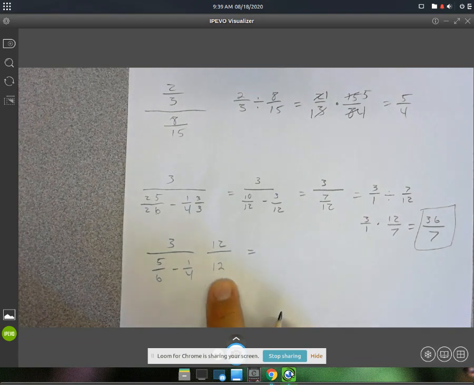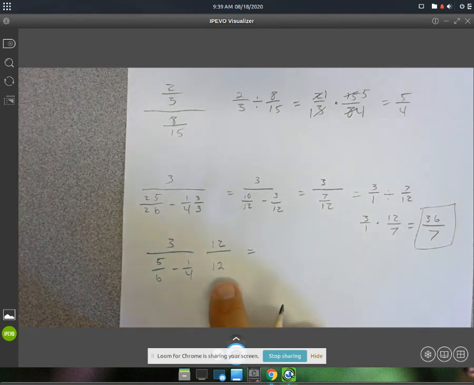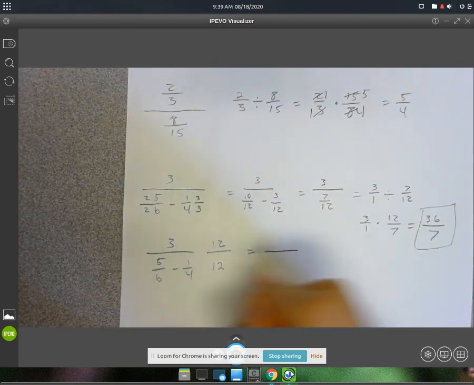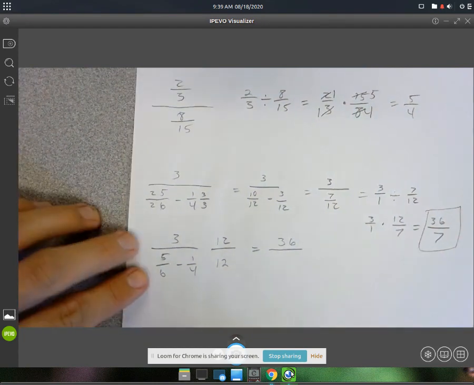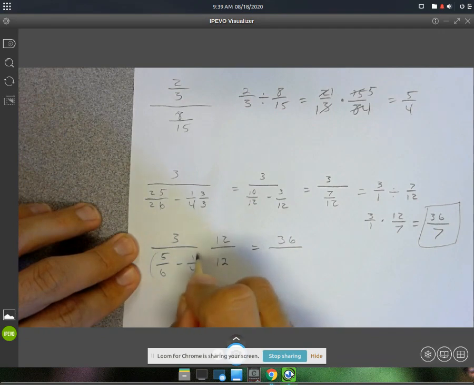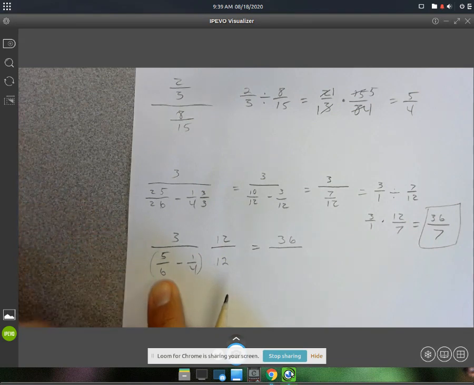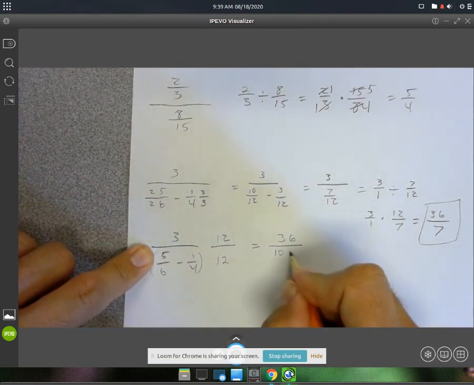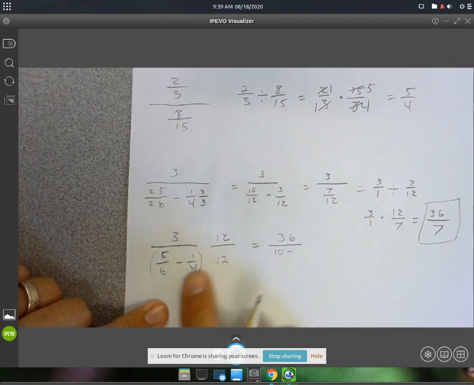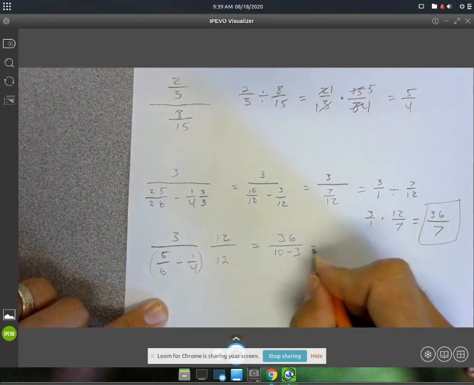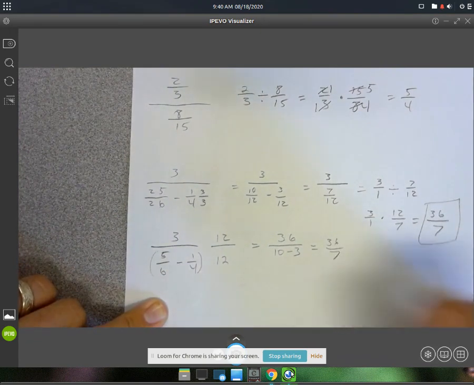Now the reason 12 is the LCM is because it's a multiple of 4 and a multiple of 6, but it's the lowest common multiple of 6 and 4. So on the top, we just get 3 times 12, which is 36. On the bottom, we're taking this 12 and multiplying it by the whole thing. So we're going to have 12 divided by 6, which is 2, and then 2 times 5, which is 10. And then we'll have 12 divided by 4, which is 3, and 3 times 1 is 3. And that gives us our answer, 36 over 7.